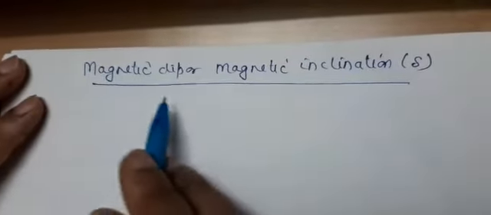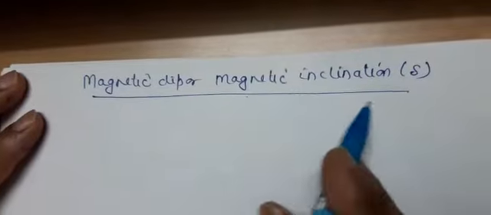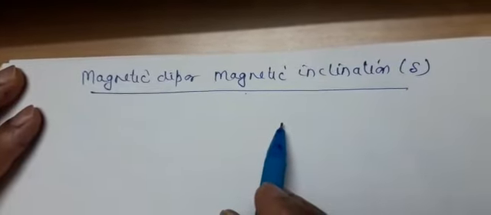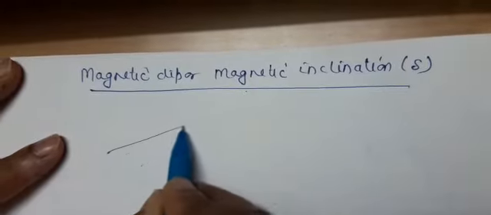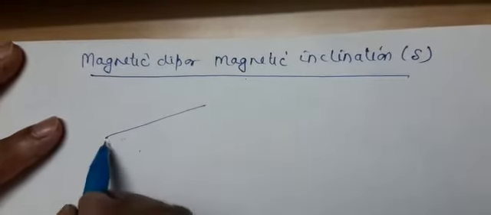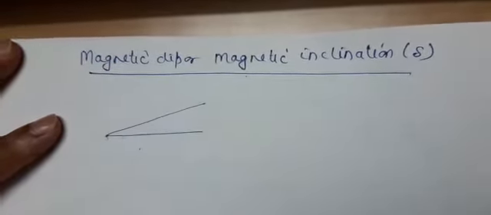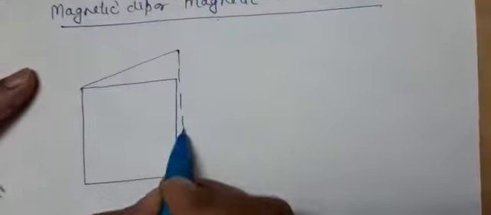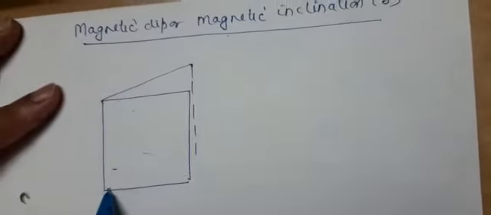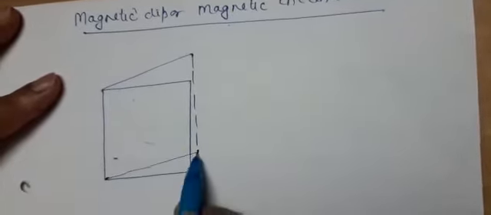Next element is magnetic dip or magnetic inclination. Basically, how can we take it? Like this is the geographic meridian and this is the magnetic meridian part, if I am representing like this, right? This is the part of that.